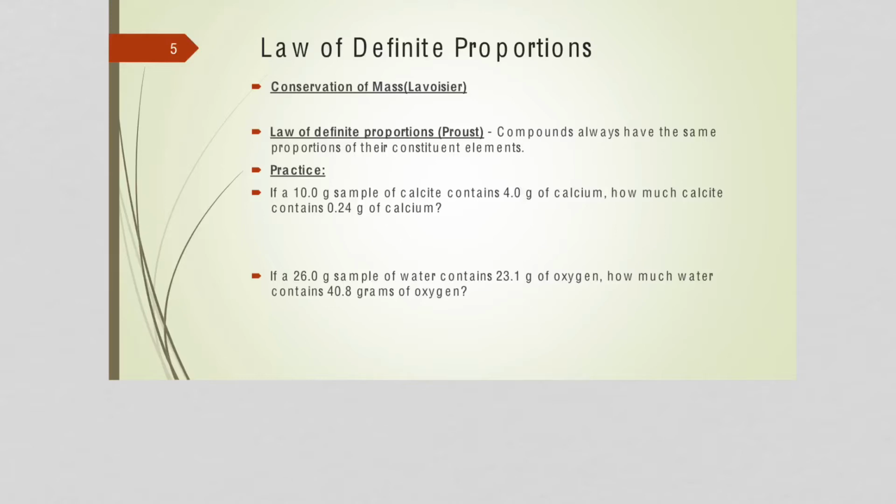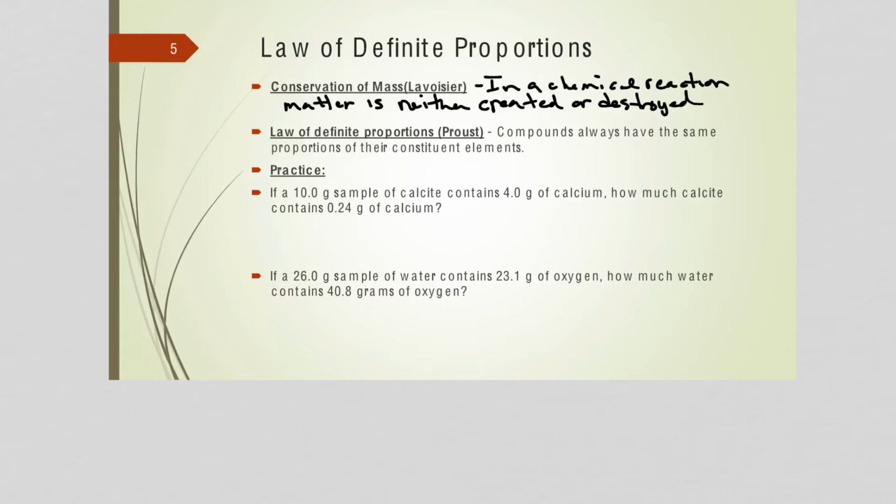So this was discovered by Lavoisier, and essentially it states that in a chemical reaction, matter is neither created or destroyed. So in other words, the mass that we start with will be the mass that we end with.